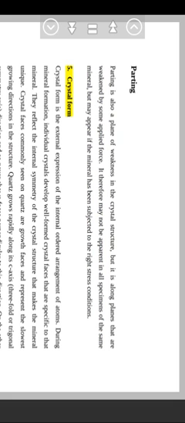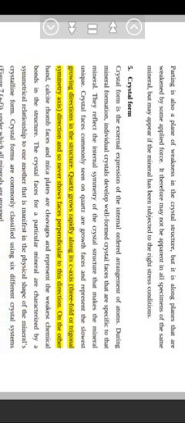5. Crystal form. Crystal form is the external expression of the internal ordered arrangement of atoms. During mineral formation, individual crystals develop well-formed crystal faces that are specific to that mineral. They reflect the internal symmetry of the crystal structure that makes the mineral unique. Crystal faces commonly seen on quartz are growth faces and represent the slowest growing directions in the structure. Quartz grows rapidly along its C-axis, the threefold or trigonal symmetry axis direction, and so never shows faces perpendicular to this direction. On the other hand, calcite rhomb faces and mica plates are cleavages and represent the weakest chemical bonds in the structure.